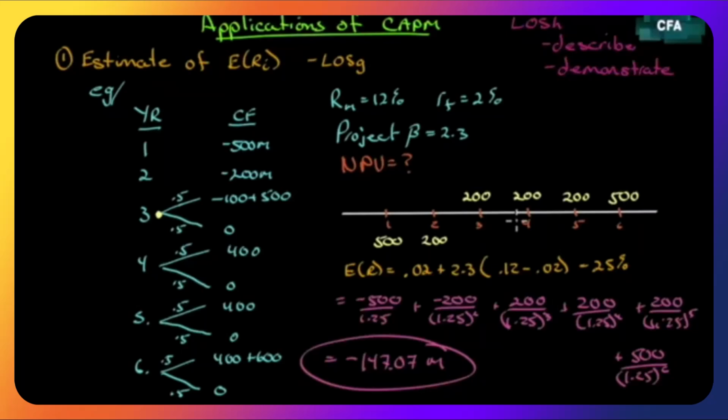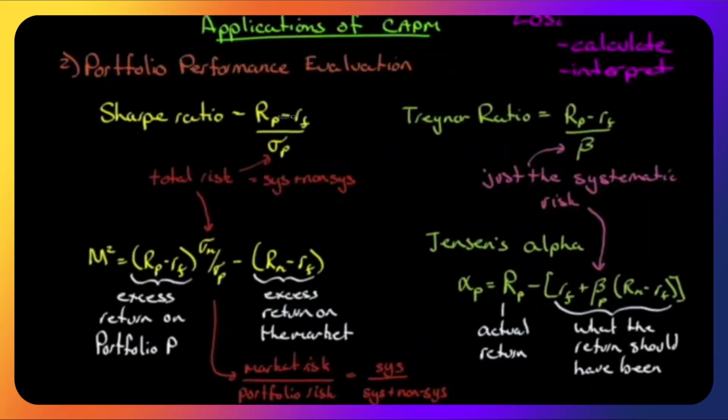Let's continue on. The second application of CAPM is portfolio performance evaluation. And CAPM is only on this side, over here. So we're going to compare two performance measures that do not rely on CAPM with two that actually do rely on CAPM, and these are comparable across. So let's start with the Sharpe ratio.